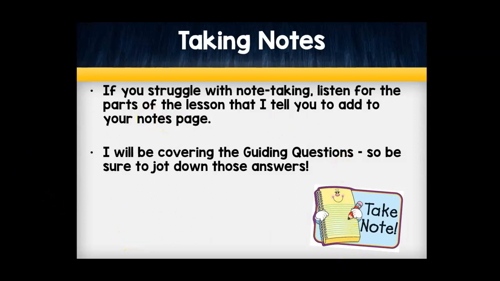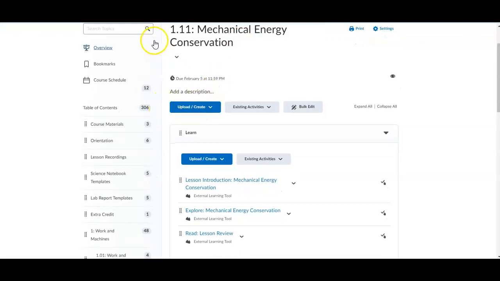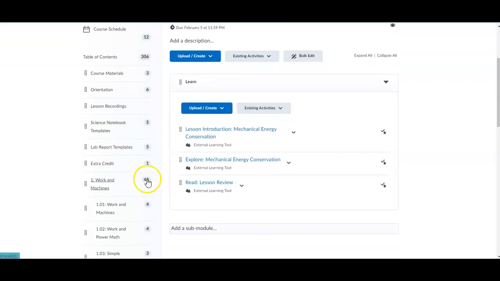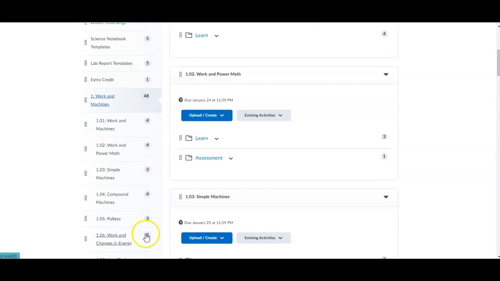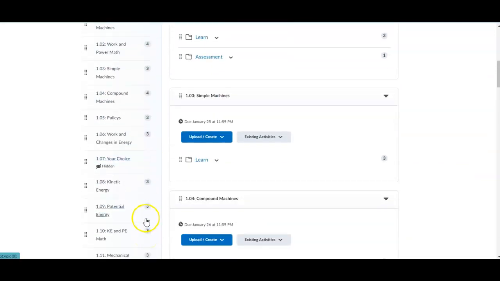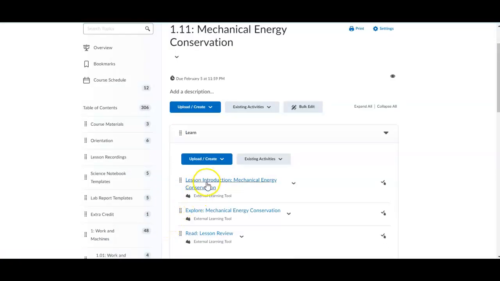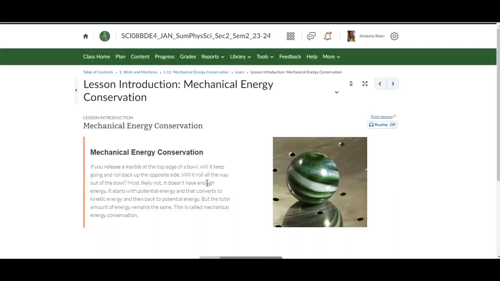So as we jump into the lesson, let's take a look. As you log in, make sure you're going to the lessons under content, scrolling down, making sure that as you work in Unit 1, every lesson has a check mark next to it, all the way up to where you're working, that you're not leaving anything there as numbers. And then we will jump right into the introduction. So again, this is where the guiding questions come from. They'll be on the next slide.